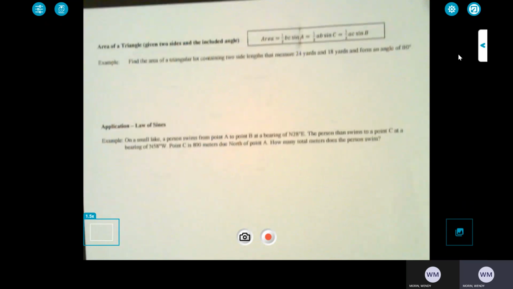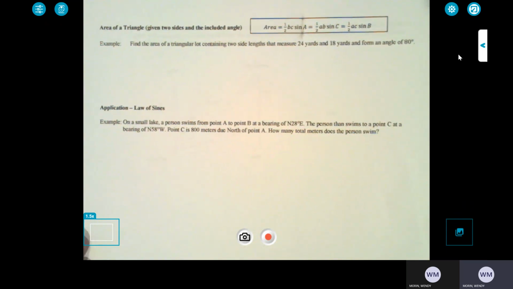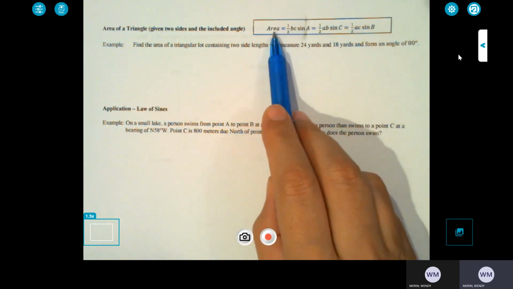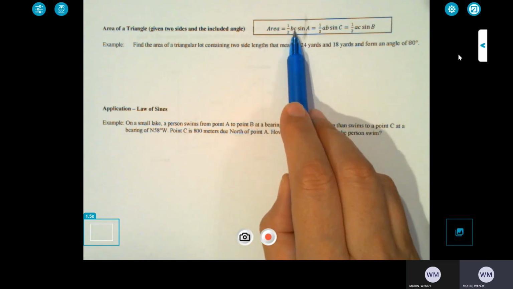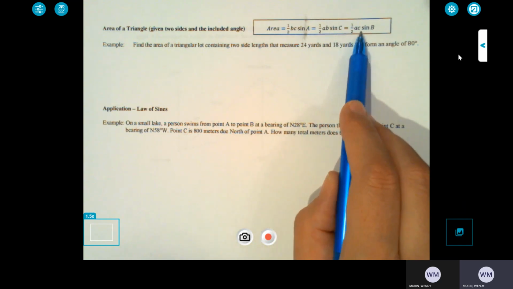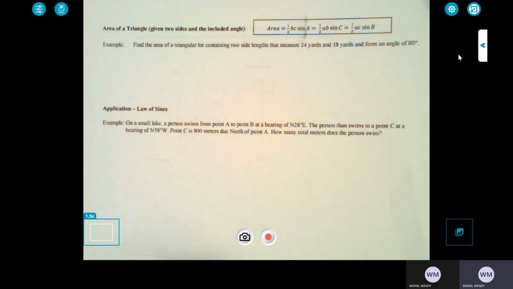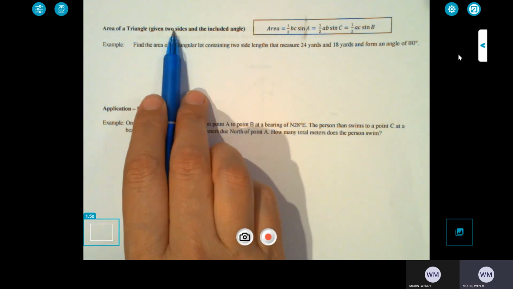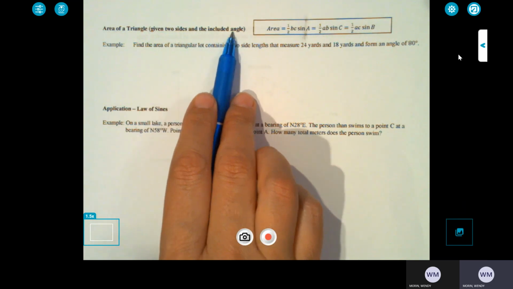Okay, we're going to continue with some more applications of the law of sines, and we're going to start with the area formula. It says the area equals 1/2 BC sine of A, 1/2 AB sine of C, which is also equal to 1/2 AC sine of B. Which one is it? What does all of that mean? Basically, it's the area formula if you're given two sides and the included angle.